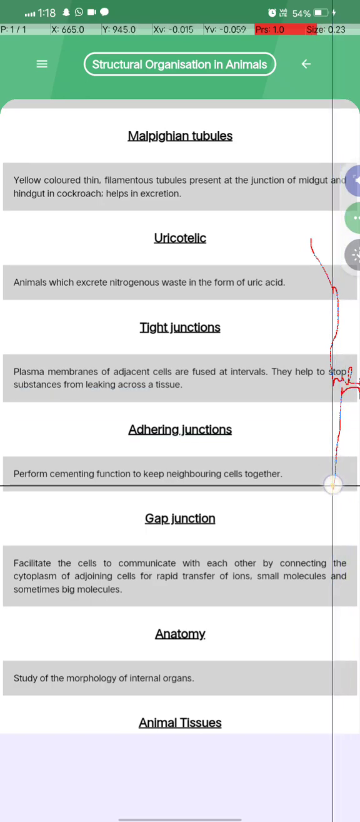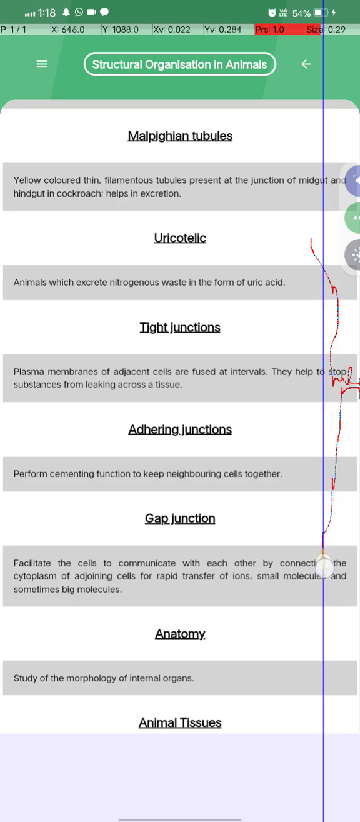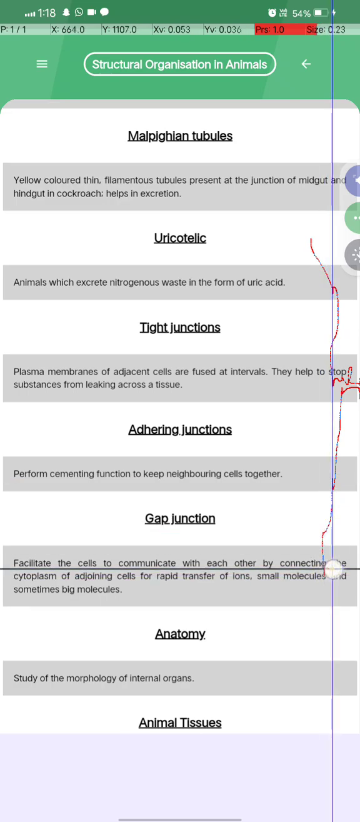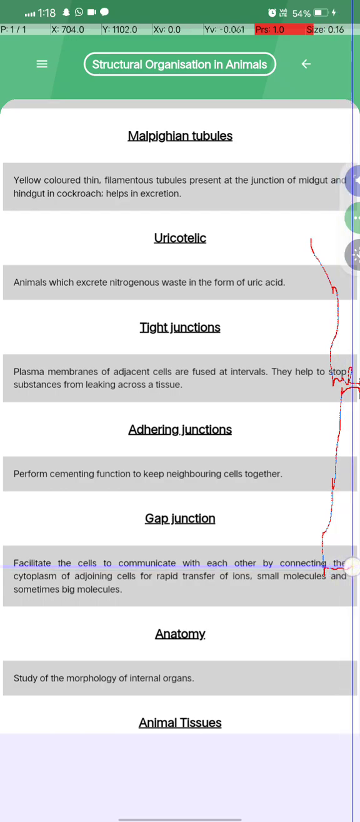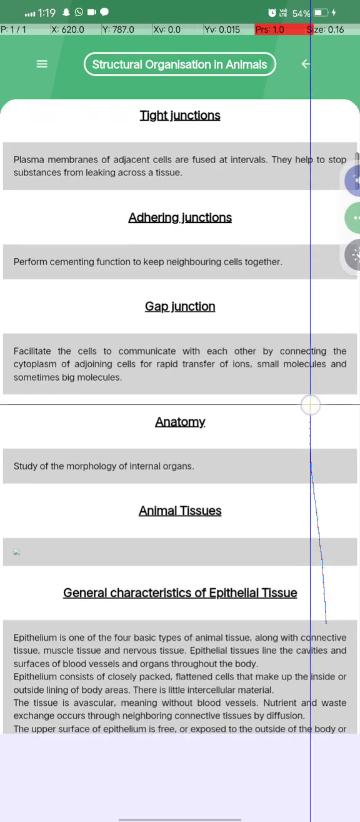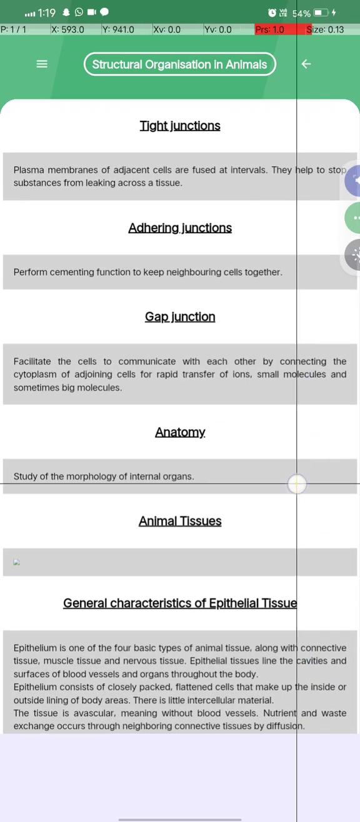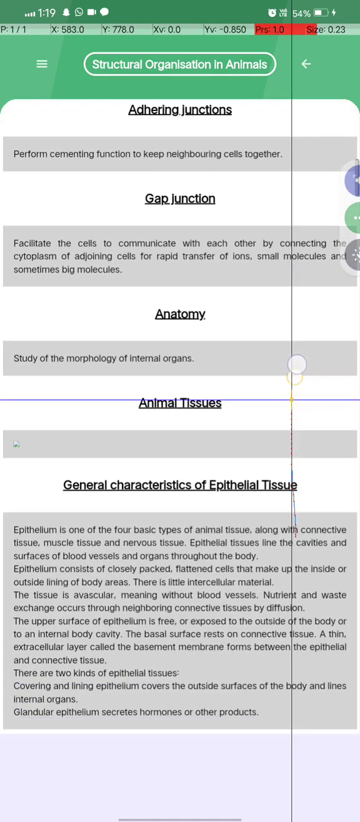Adhering junction क्या होता है? Performs the cementing function to keep neighboring cells together. Gap junction facilitates the cells to communicate with each other by connecting the cytoplasm of adjoining cells for rapid transfer of ions, small molecules and sometimes big molecules. Anatomy: study of morphology of internal organs.